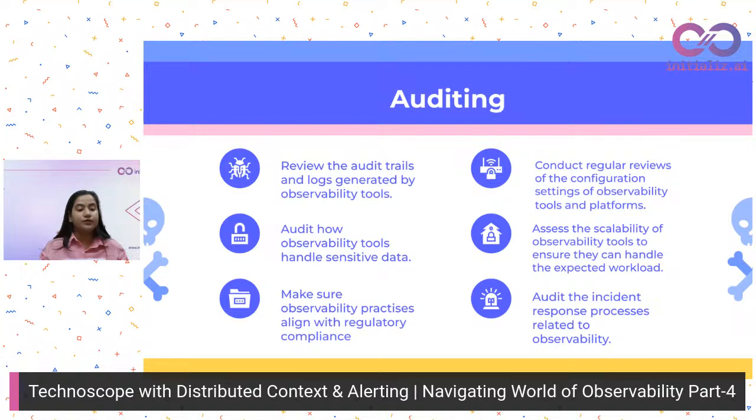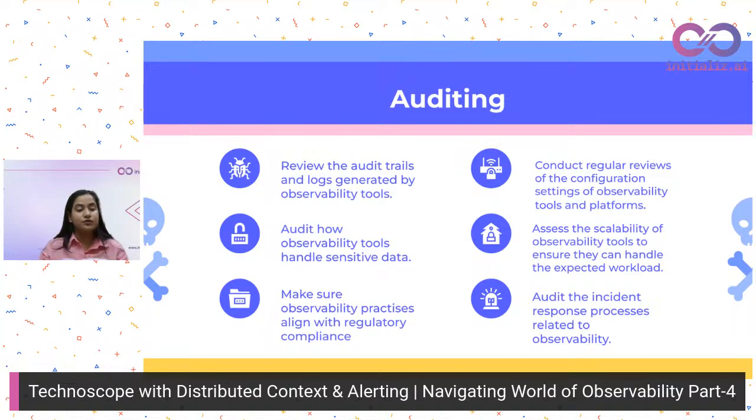Other than this, in auditing, one has to conduct regular reviews of the configuration settings of observability tools and platforms, so it is up to date to the environment and the ecosystem of your cloud native architecture. Then you have to assess the performance and scalability of observability tools to ensure that they can handle the expected workload, so you don't overload them, or they don't get slowed down with the added baggage. So you have to assess that within the auditing as well.